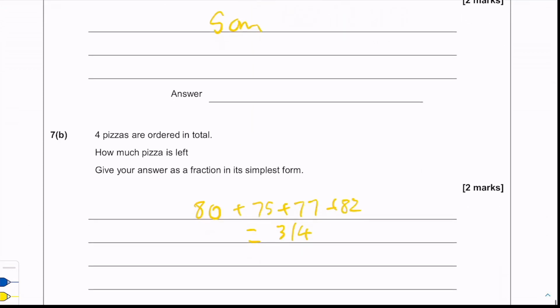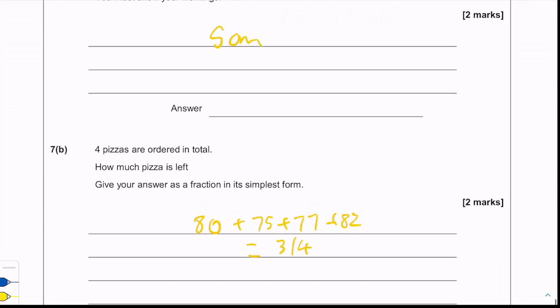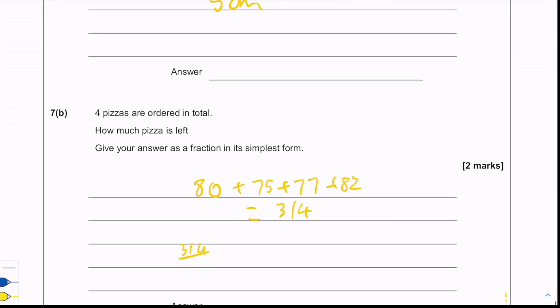So we can convert this to a fraction by saying it is 314. Okay, so we can say that eaten is 314 over 400. So to work out how much is left, we just do 1, take away this, and we get 86 over 400. Okay, what can we do now?